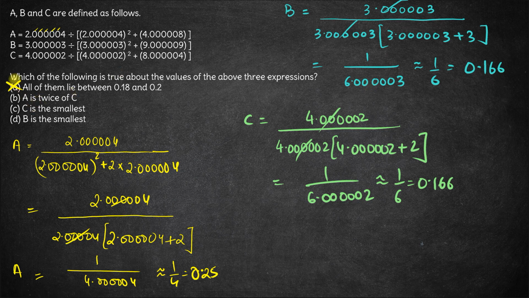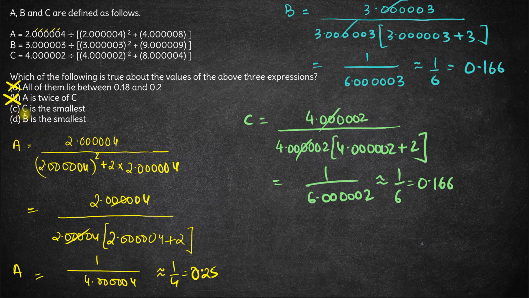Option A is already rejected. Let's look at option B. A is twice of C. Now C is 0.166 and A is 0.25. So twice of this will be approximately 0.32 or 333, which is not A. Option B is also rejected. A is not twice of C.